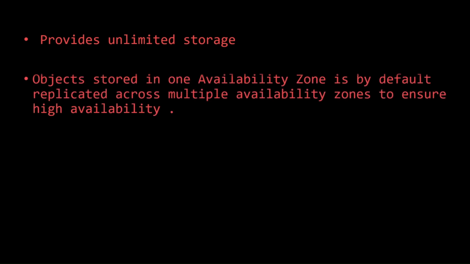S3 provides unlimited data storage. You can store as much data as you want in S3. Objects stored in one availability zone are by default replicated across multiple availability zones to ensure high availability. But you can't see those replications. They are internal to AWS. You can even explicitly set to replicate across different regions. Then other replications will be in your account.